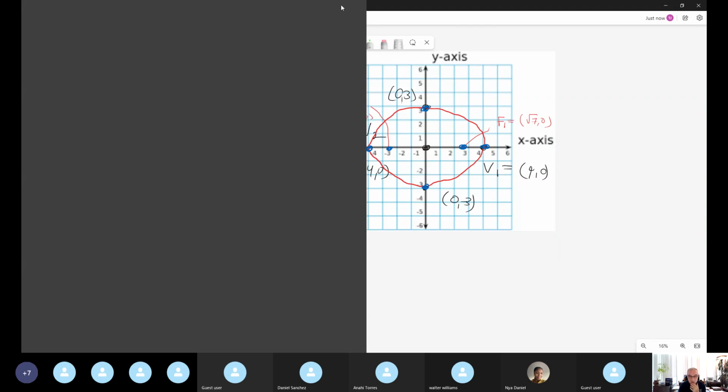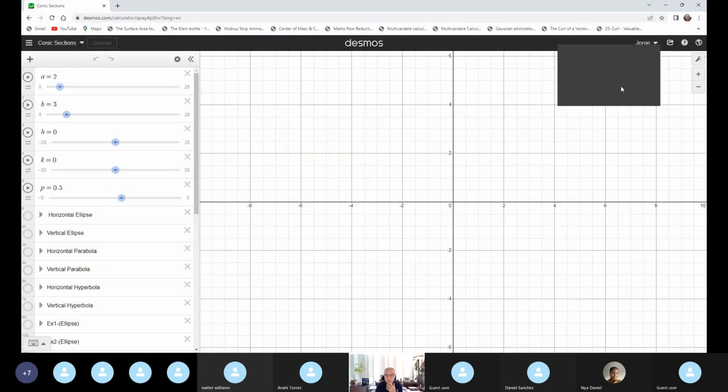Let me try to share the screen. Okay, we have Desmos. Switching to Desmos. Do you see Desmos? Yes or no? Yes. Look, it's easy.